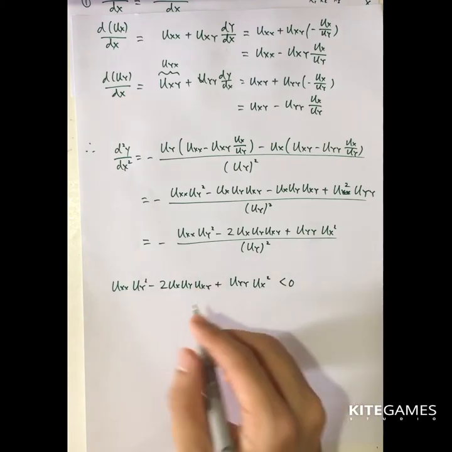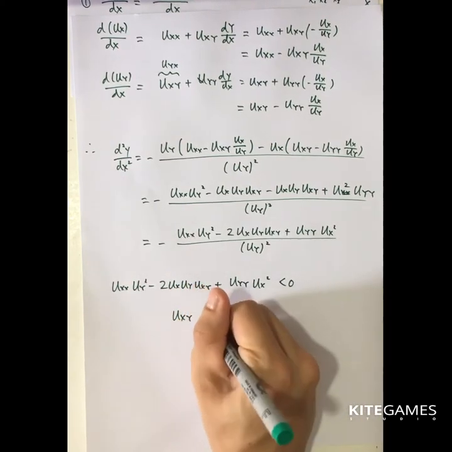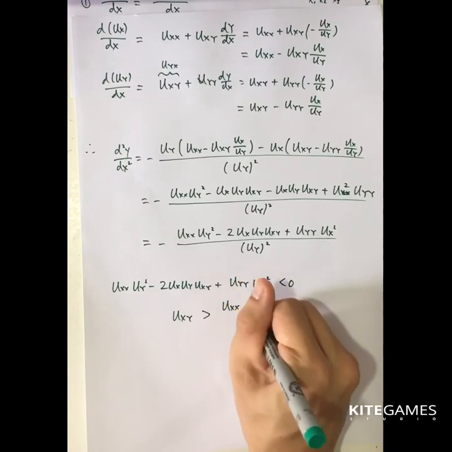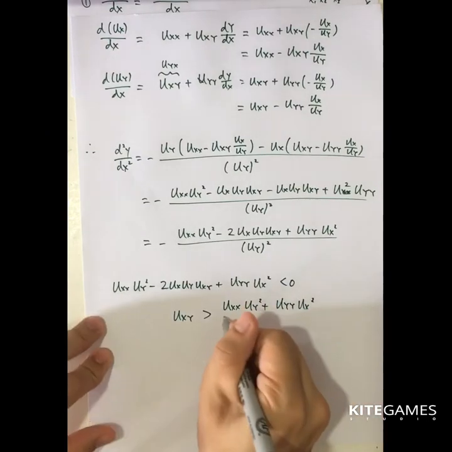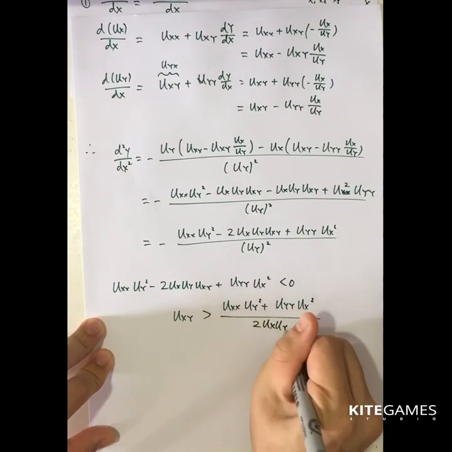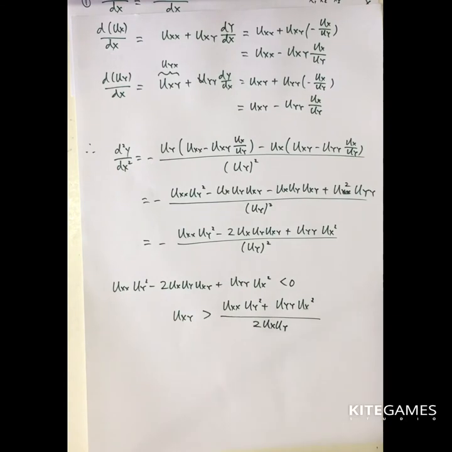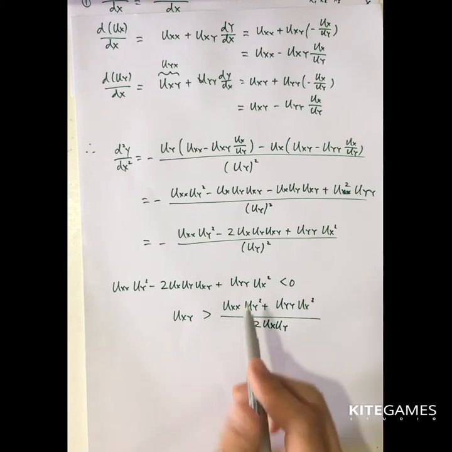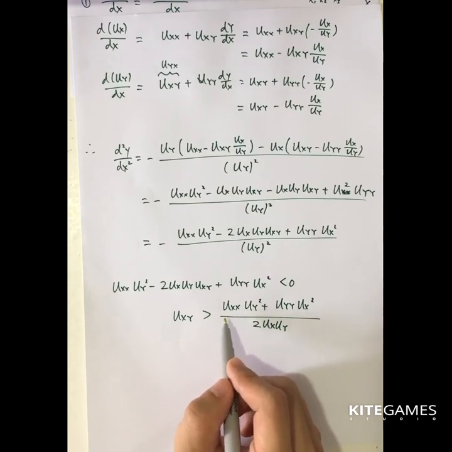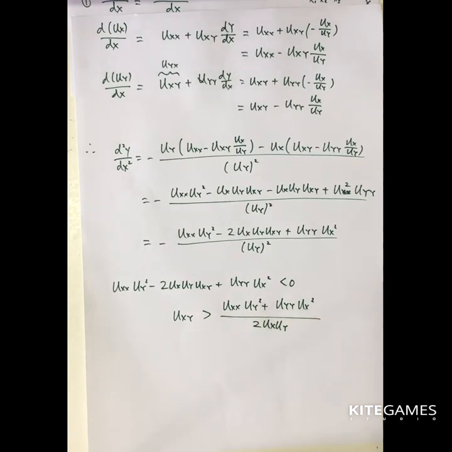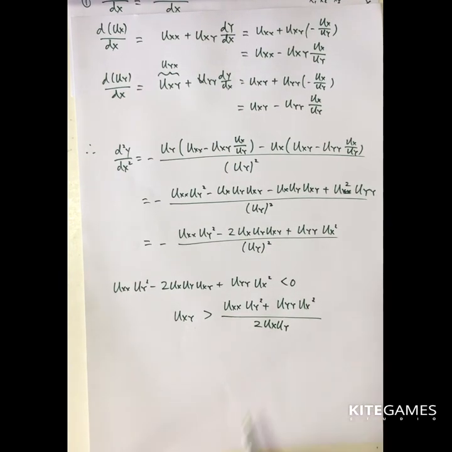So if you want to ensure this condition, the uxy has to be greater than uxx uy squared plus uyy ux squared divided by 2 times ux uy. Okay, so if this condition is violated, this does not show the diminishing marginal rates of substitution. So here showing that diminishing marginal utility does not imply diminishing marginal rates of substitution directly. You need to ensure that uxy satisfies these conditions.